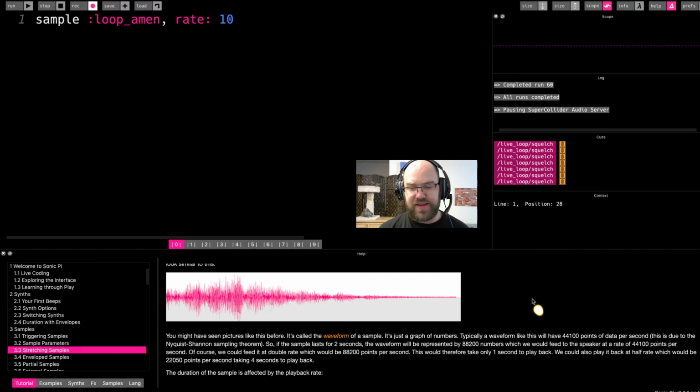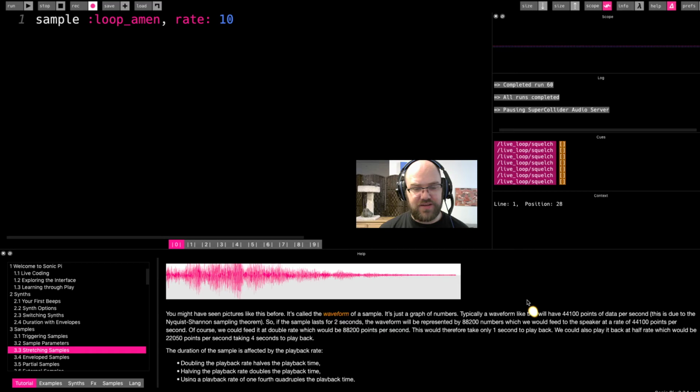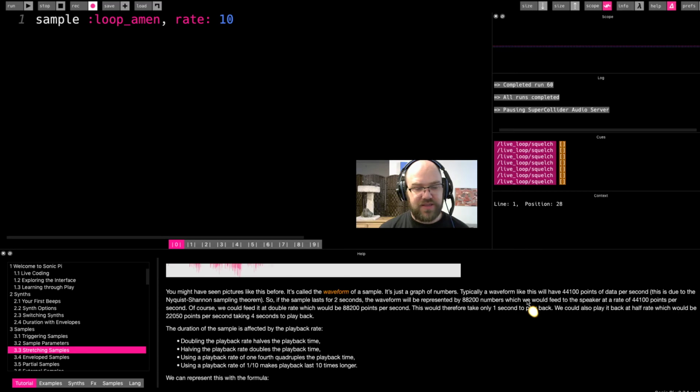We could also play it back at half the rate, which would mean 22,050 points per second, taking 4 seconds to play back. The duration of a sample is affected by the playback rate. Doubling the playback rate halves the playback time. Halving the playback rate doubles the playback time.